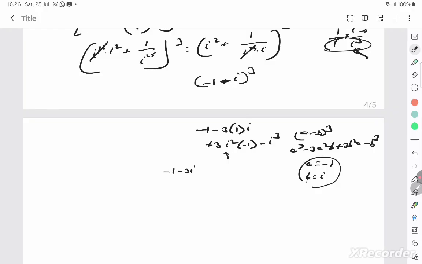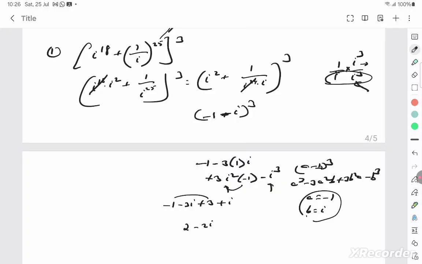i square is minus 1, so minus 1 minus 1 becomes plus 3. Minus i cube is minus i, so plus i. Consolidating the real part, the answer is 2. The imaginary part is 1 minus 3, which is minus 2i. So you get 2 minus 2i to be the final answer for this whole thing.